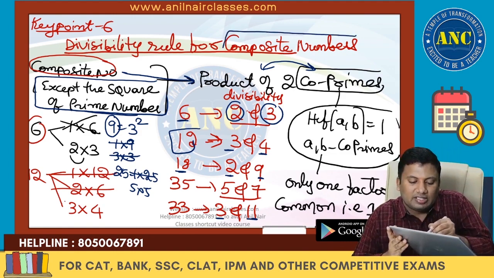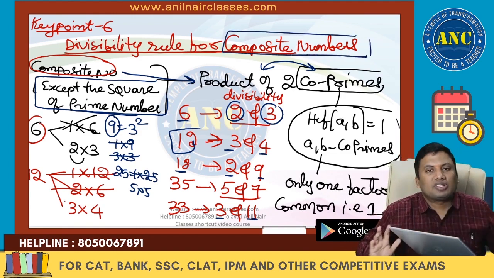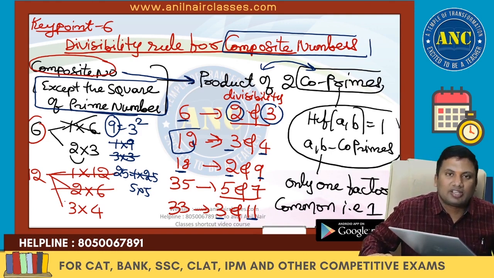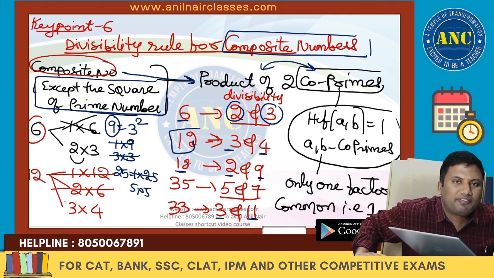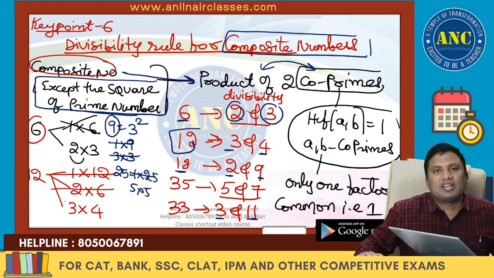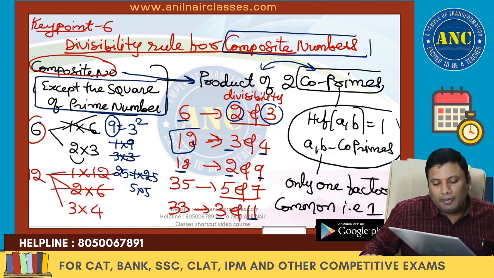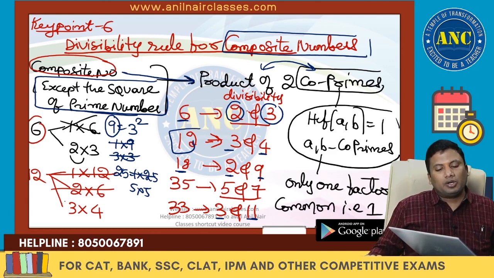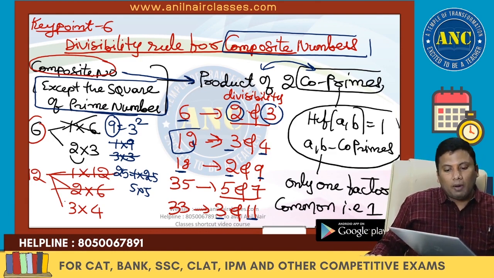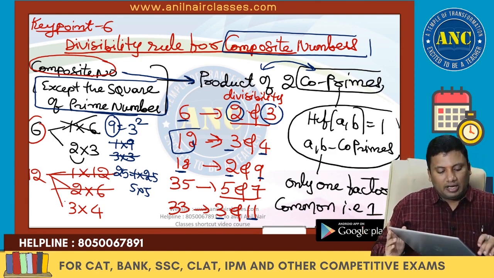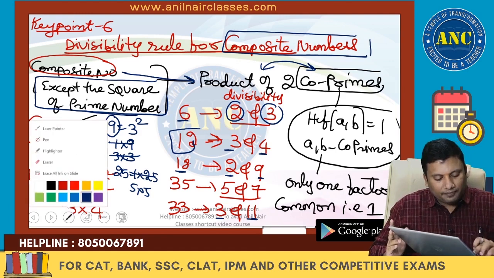A composite number is nothing but a number which has more than 2 factors. The number which has only one factor is 1. The number which has exactly 2 factors is a prime number. A number which has 3 or more factors is called a composite number. Key point number 6. Next one.